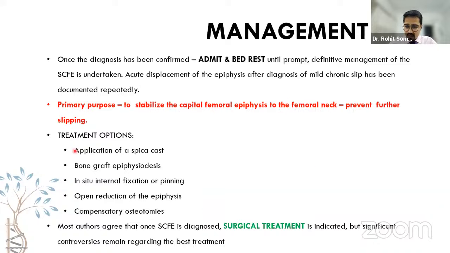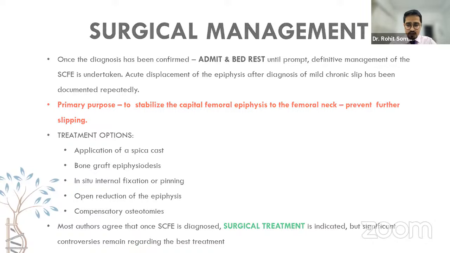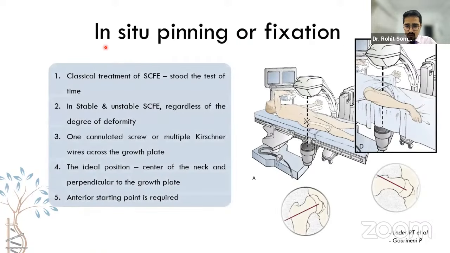Application of a spica cast, bone graft, and epiphyseodesis have all been described previously, but we don't follow these techniques quite often in recent times. There are also in situ internal fixation and pinning, open reduction of the epiphysis, and compensatory osteotomies. Most authors agree that once SCFE is diagnosed, surgical treatment is indicated, but there are significant controversies regarding the best type of treatment.